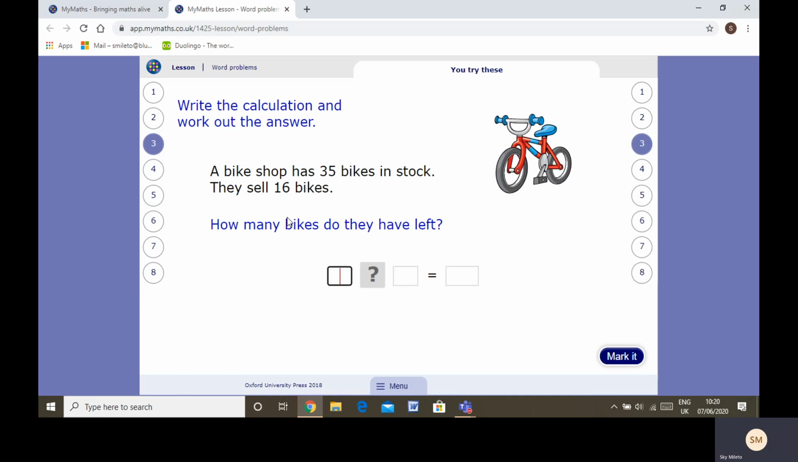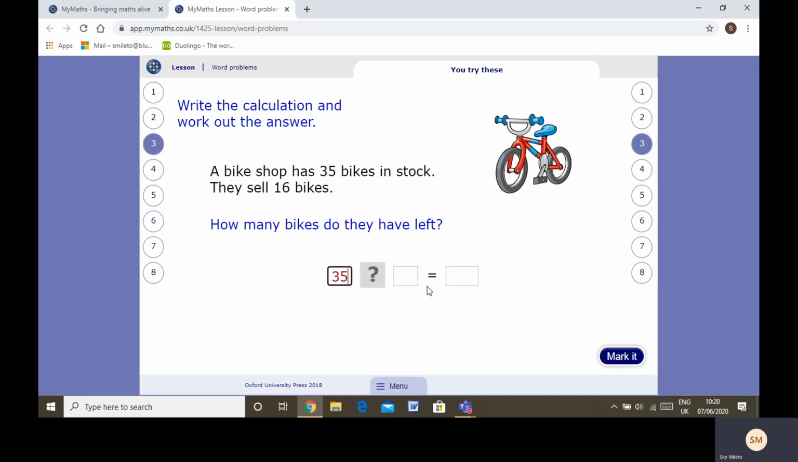So let's have a think. Pause it and give it a go, and I will show you the answer after. A bike shop has 35 bikes in stock. They sell 16 bikes. How many bikes do they have left? So the keywords I'm looking at are sell, because that means they're losing some, they're giving them away, and left, because I need to know how many they have left.